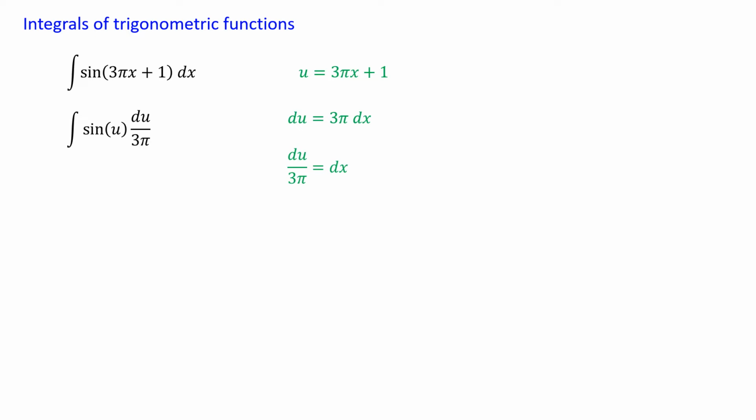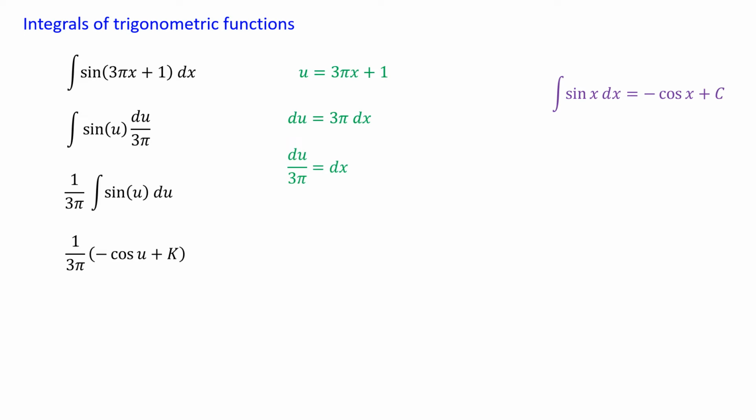Here I can factor out the 1 over 3 pi, and I simply have this integral reduced to the integral of sine. But remember, the integral of sine is -1 times the cosine, so I can replace that here. You might wonder why I use the letter k instead of c. Well, it doesn't really matter. I just picked a letter.